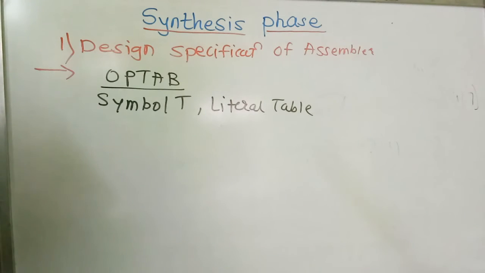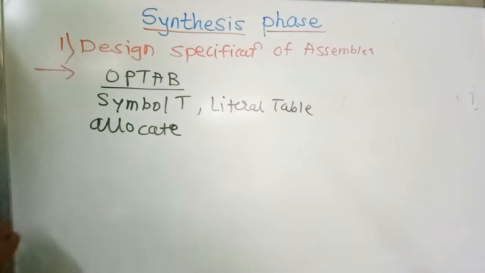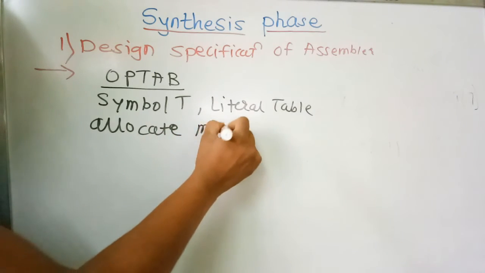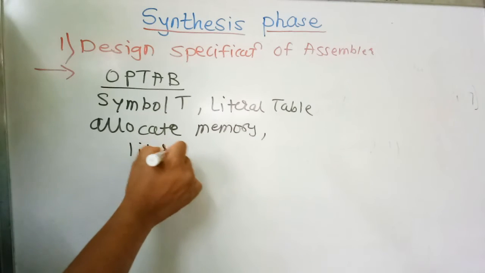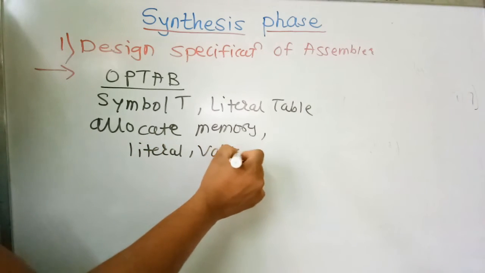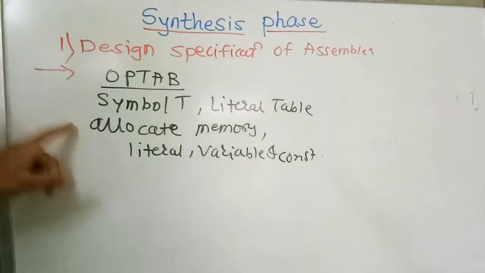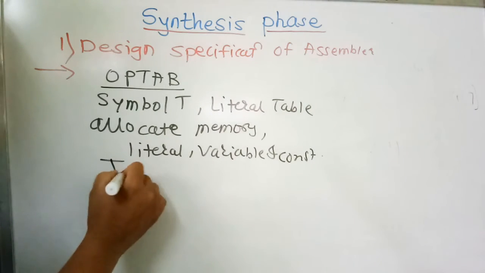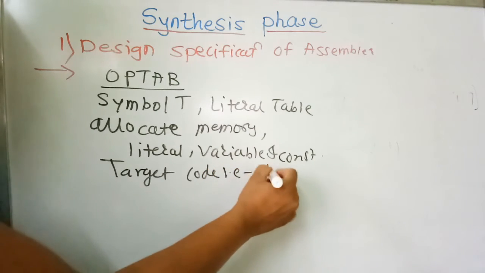It allocates the memory to literal variables and constants. What does it do? It allocates memory to which? To the literal variables and constants. Here it allocates the memory to different such terms. It generates the target code, and we call it the object code.